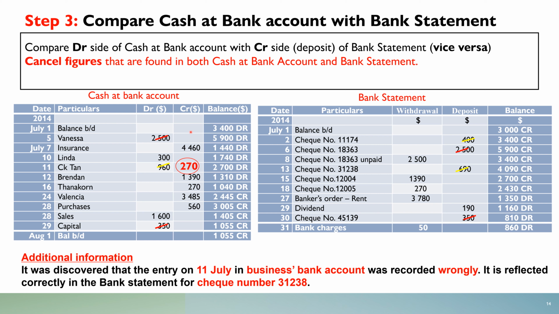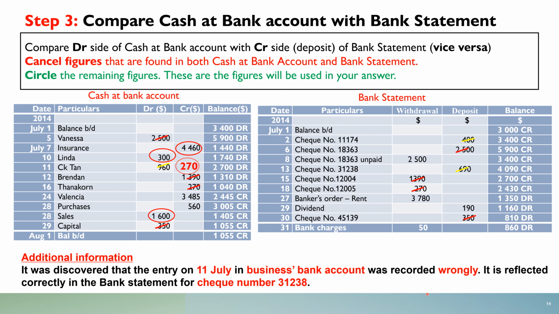Then we will compare the credit column of the cash at bank with the debit column of the bank statement. We found that there is a 1390 and a 1390 here. We will cancel them. Likewise, 270 and a 270 here. So we cancel them. Okay, no more similarity already. So what shall we do next? We will circle the remaining figures. So all the remaining figures, we will have to circle them.